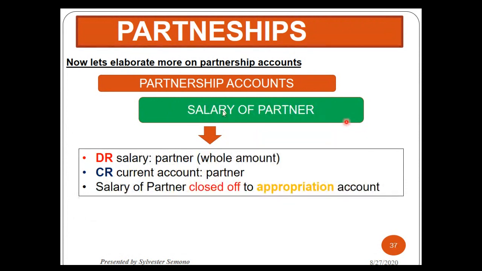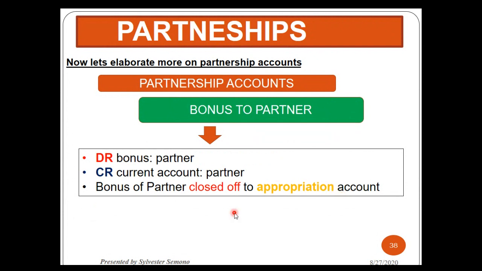Salaries, again, these are expenses. As you can see, they are debited. And again, they need to affect the current account of the partner positively. And again, the salaries of the partners are closed off to the appropriation account. The same applies to the bonuses. They are expenses. As you can see, we debit them because they're expenses to the business, but because they affect the current account of the partner positively, we credit that. Remember, the bonuses are given to the current account. That's why I credited the current accounts, because we need to increase that particular account for the partner. And again, this must be closed off to what? To the appropriation account, so that we can be able to calculate the remaining profit to be divided amongst what? The partners.